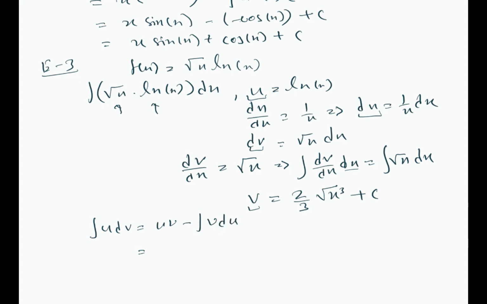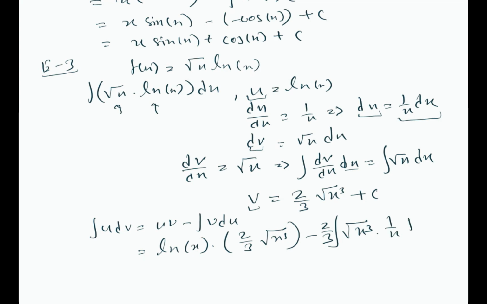Okay, so what is u? U is ln of x, into b, which is 2 over 3 square root of x cubed. Okay, then minus, first we can factor out this constant, the constant multiple, which is 2 over 3. Then we are only left with square root of x cubed, right? And then we have du. What is du? Du is equal to 1 over x dx.